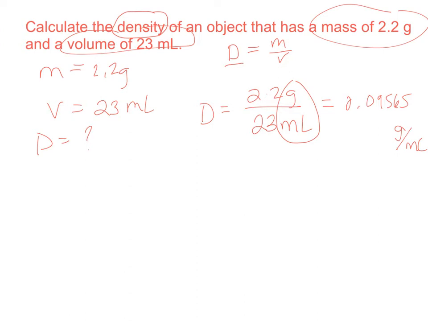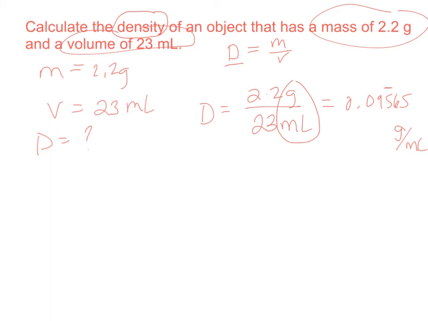Okay, so in this case, we know our units are going to be in grams per milliliter, and then we need to do a sig fig check. Based on the numbers that we have that were measured, we have 2 sig figs in this one and 2 sig figs in that one. Since 2 sig figs is the lowest amount, we need to find 2 sig figs in this answer.